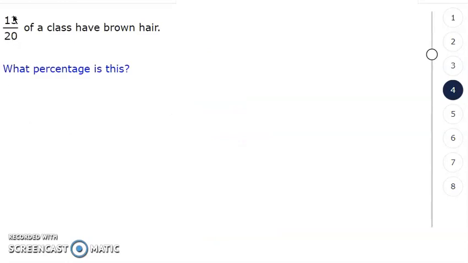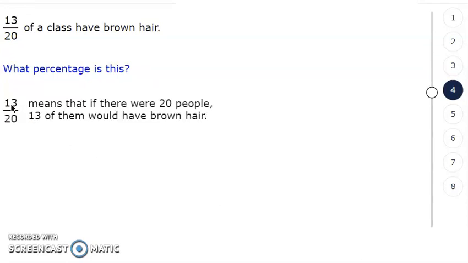Now the next part is, earlier we converted a percent into a fraction. 65% was given, then we changed it into a fraction. Now this time they have given the fraction and you have to find what percent it is. So let us take the steps. 13 by 20 means that if there were 20 people, 13 of them would have brown hair. That is the meaning, 13 out of 20.